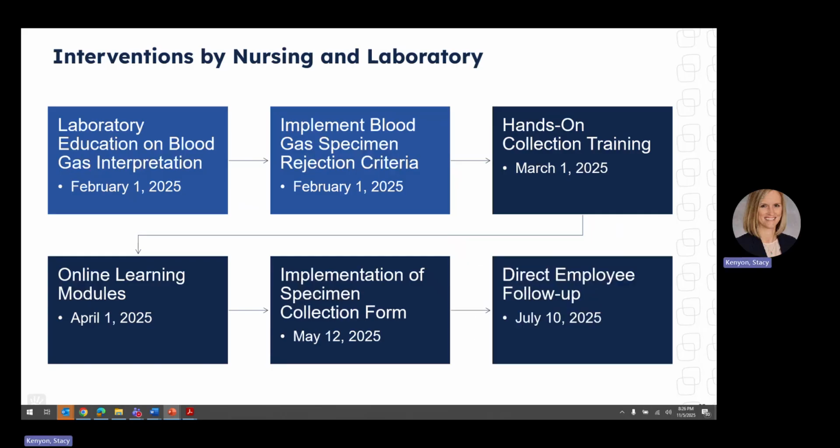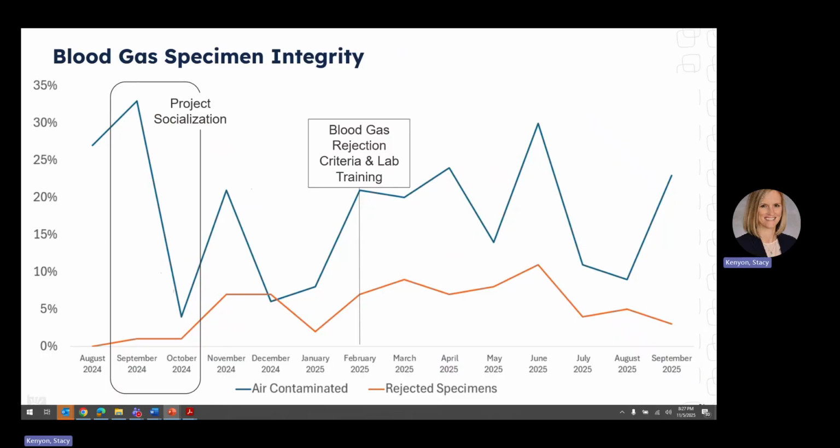In July, a couple months later, we initiated direct employee feedback. This involved direct contact with those collecting specimens. So after monthly review, if there were specimens identified as having air contamination, direct feedback and conversation was provided to the collector. Additionally, if during monthly data review, specimens with excellent quality were identified, those collectors were also directly contacted and provided feedback on their excellent specimen collection practices.